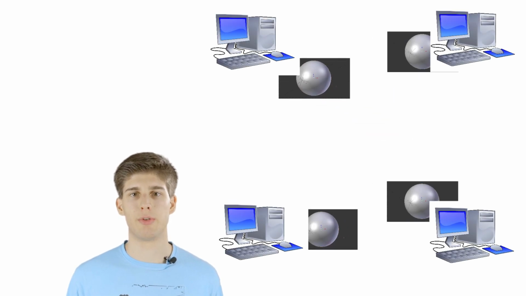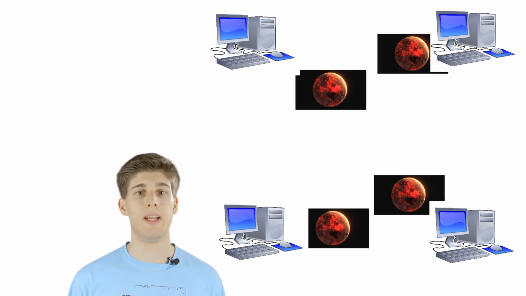Render farms allow you to split the rendering process between several different computers. Each computer is given one frame to render. The computer renders the frame, and then once all computers have finished rendering, the frames are put together into a final video. Let's say you're rendering out a CGI project.